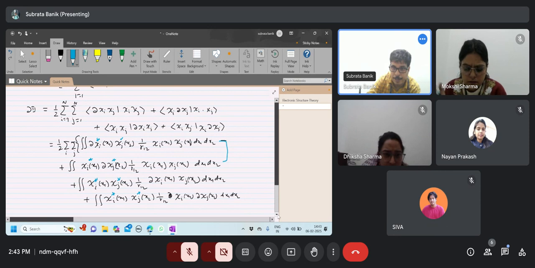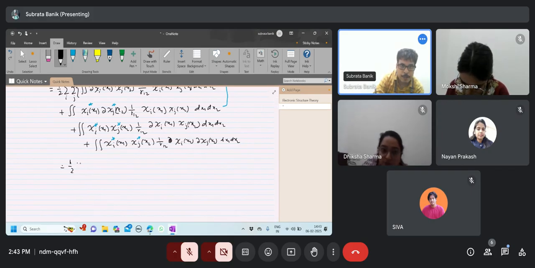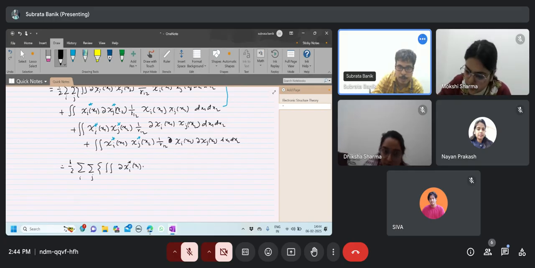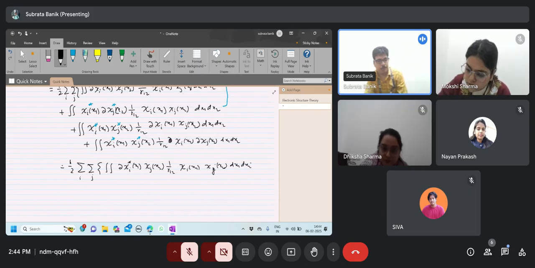Let us write that. So I can write as half, sum over i, sum over j. This will become double integration of del chi i star of x1 chi j of x2 1 upon r12 chi i of x1. Just write it down, looking at your notes.